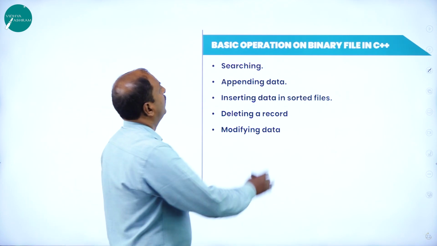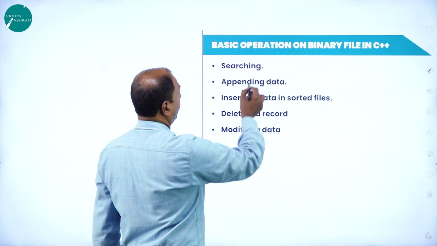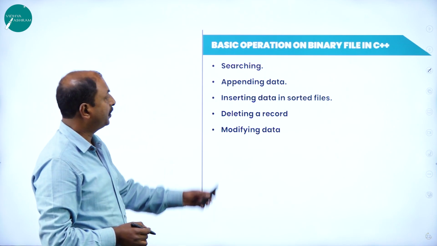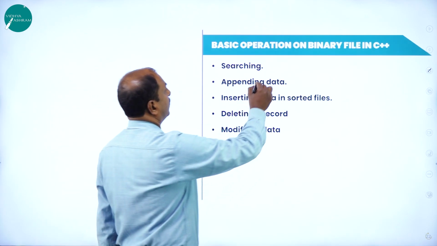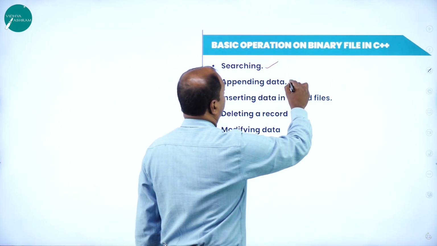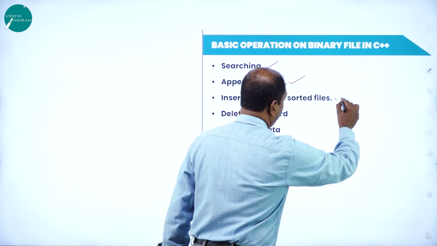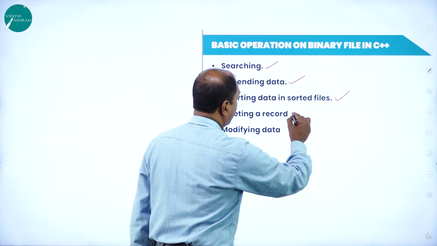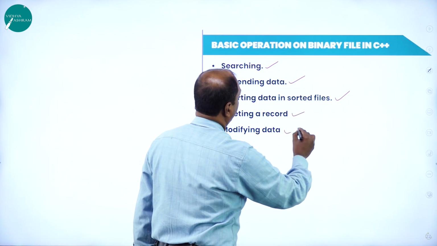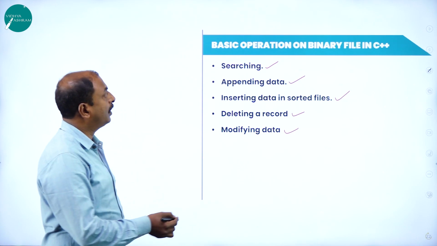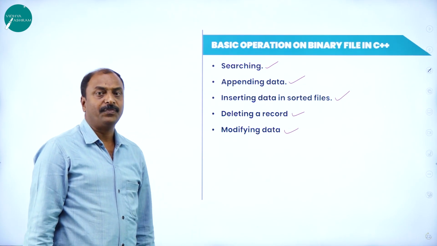Next one is basic operations on binary files in C++. These are the different operations: searching, appending data, inserting data in a sorted file, deleting a record, and modifying data. So these are all different operations on binary files.